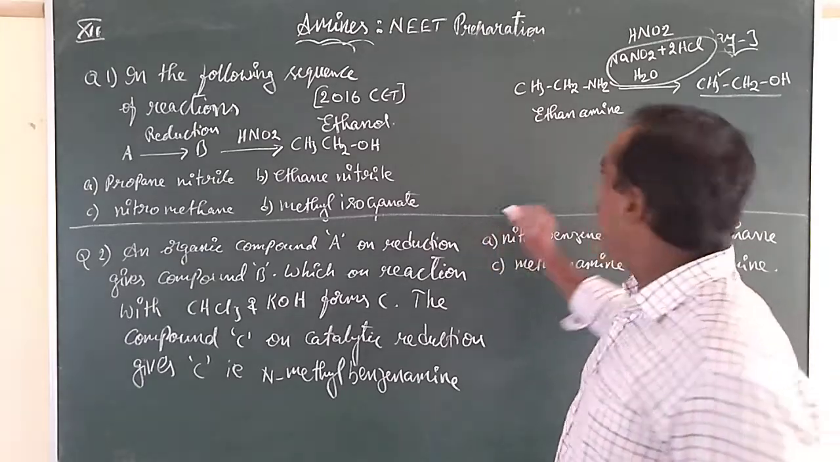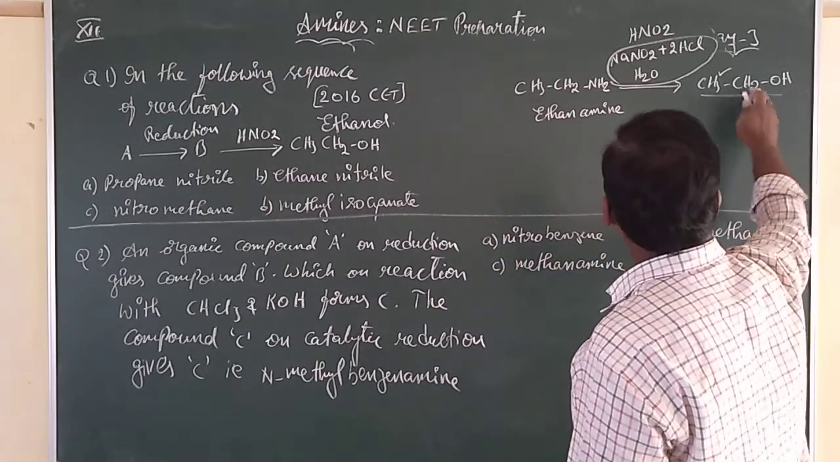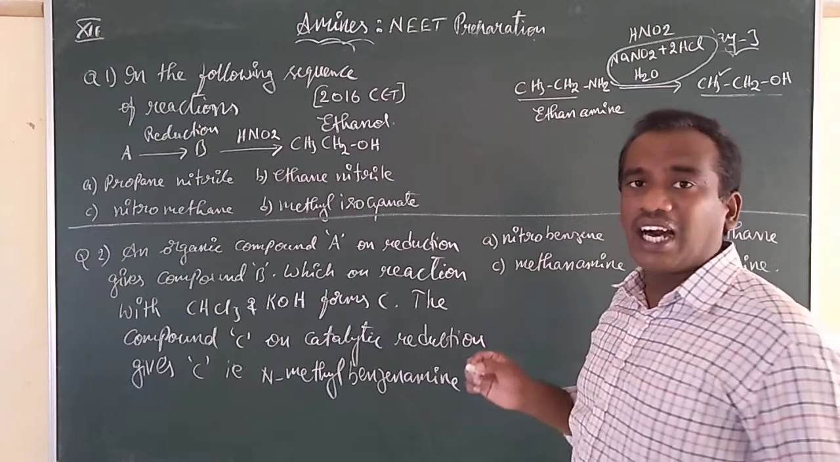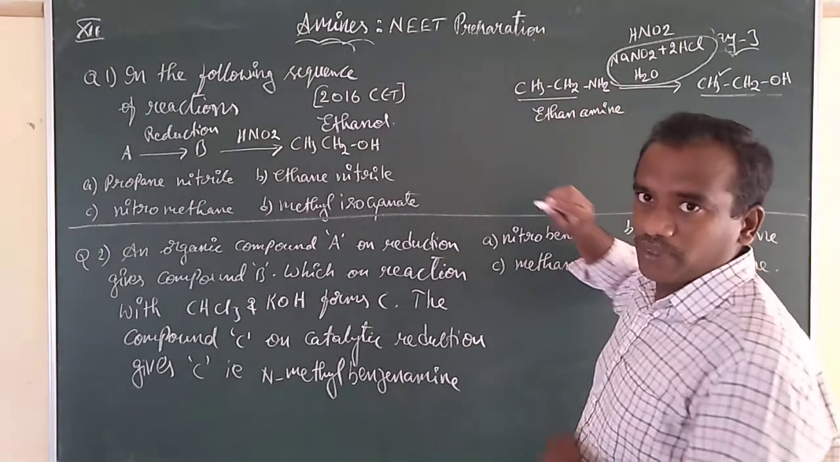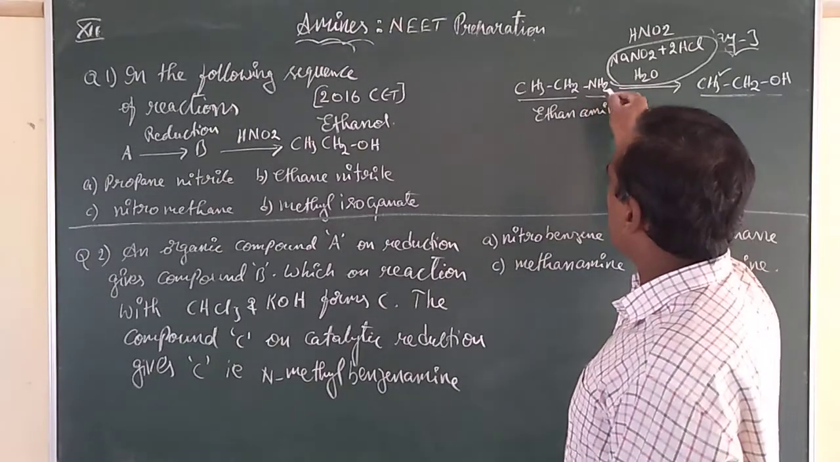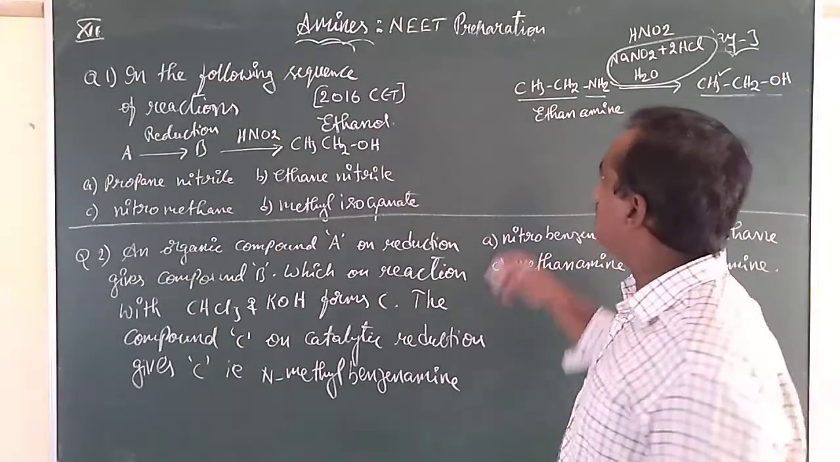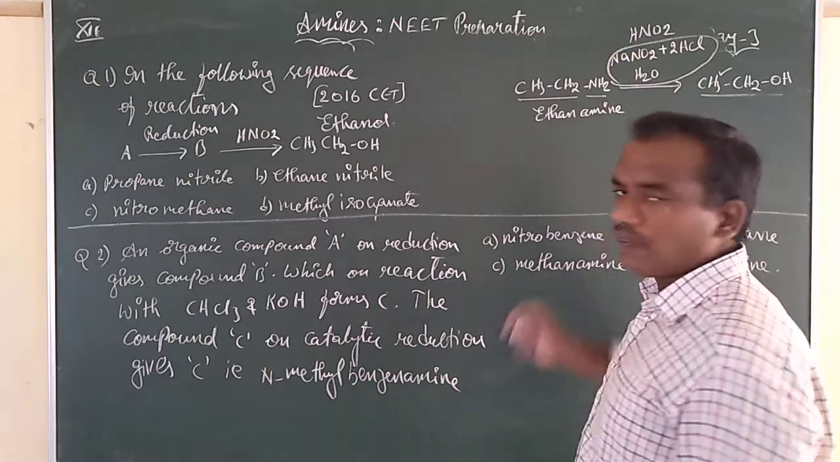Okay. Again, this front part, what is there? A carbon chain is there. An alkyl group is there. So the alkyl group means we can know the same name. How can we get alcohol? We can get the alcohol when an amine is there and that is treated with NaNO2 plus HCl.